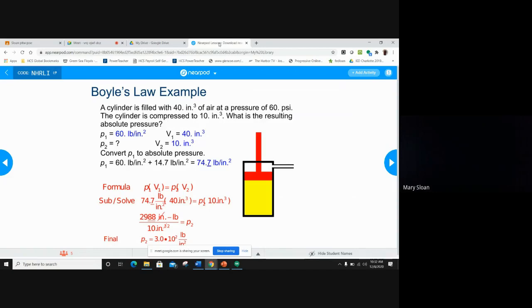Yep, perfect. Now, what did they do here to get their answer to 3.0? They just rounded it up. That's all they did. So the difference between engineering and science with Boyle's law is we have to change to get absolute pressure, right? Besides that, everything else is the same. Is everybody good so far? Okay, let's go to the next slide.